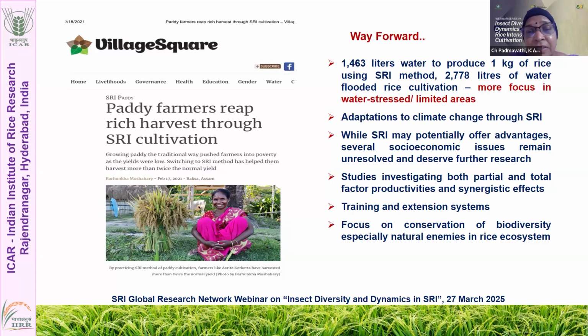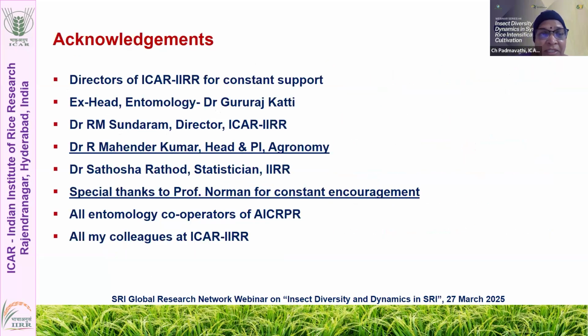And training and extension systems have to be strengthened again if we have to go for future directions. And with respect to insects, I say that the focus should be on conservation of biodiversity, especially natural enemies in the rice ecosystem. And as such, there is low pest incidence, so not much to really worry about.